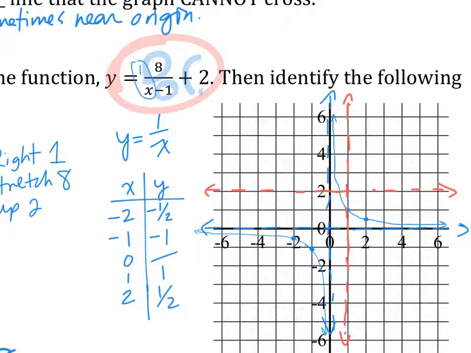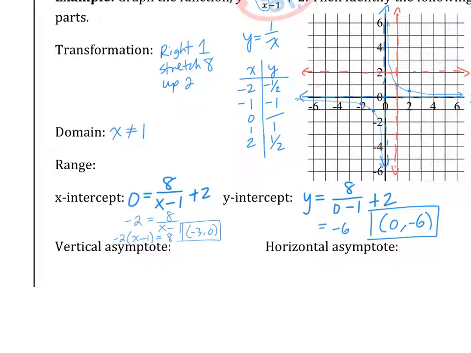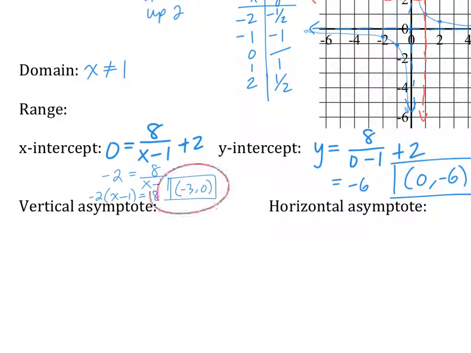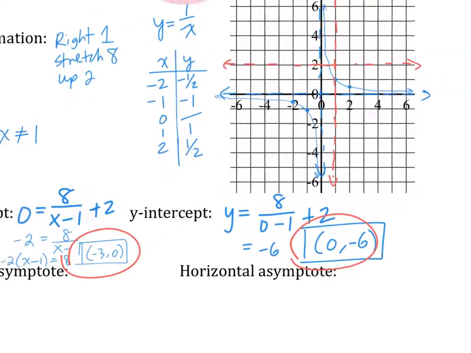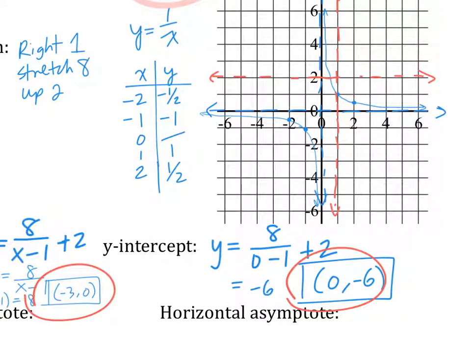But we can use the points to help us. So remember that you did find an x-intercept and a y-intercept. So the least we can do is at least put those points on the graph. So negative 3, 0 is on the graph. Negative 3, 0. And 0, negative 6. We know for sure those points are on the graph. We don't really know where everything else is, but at least those two.